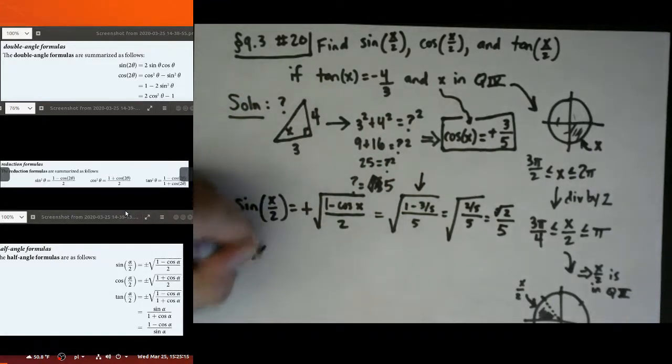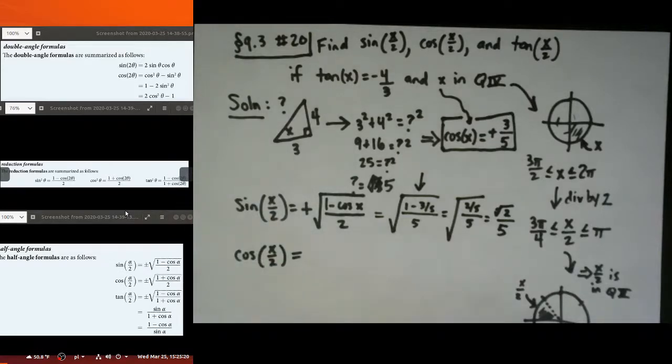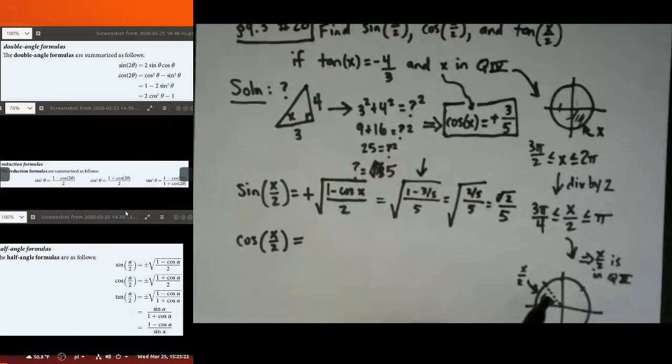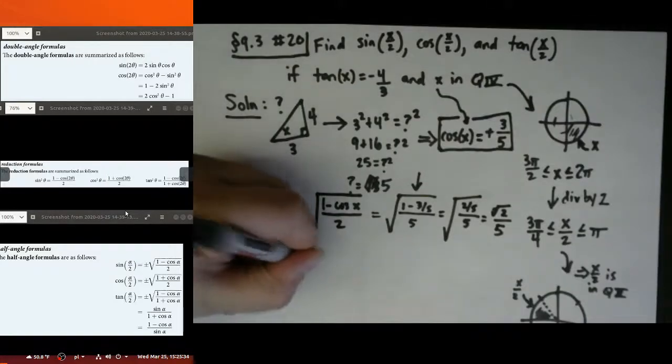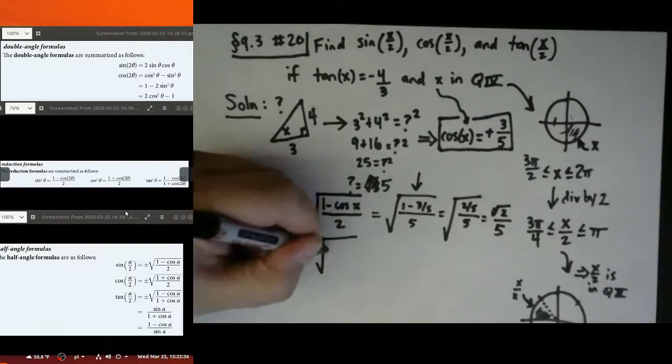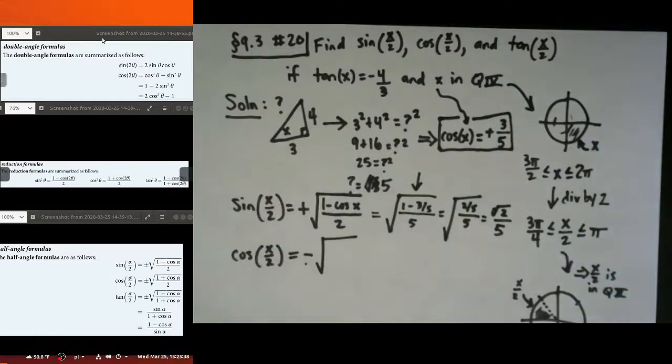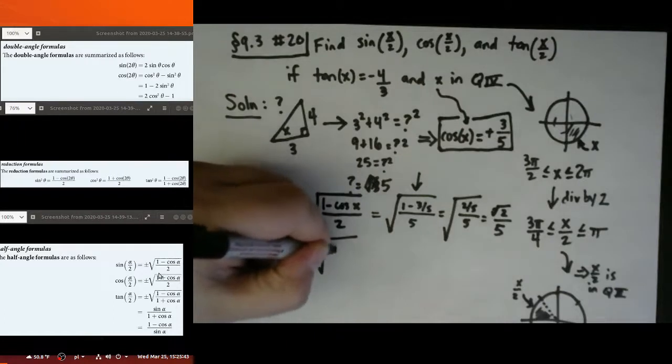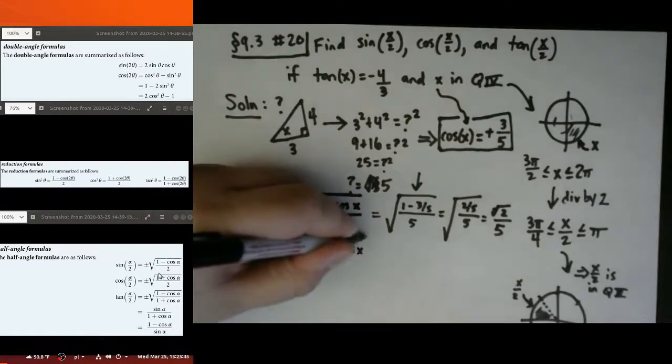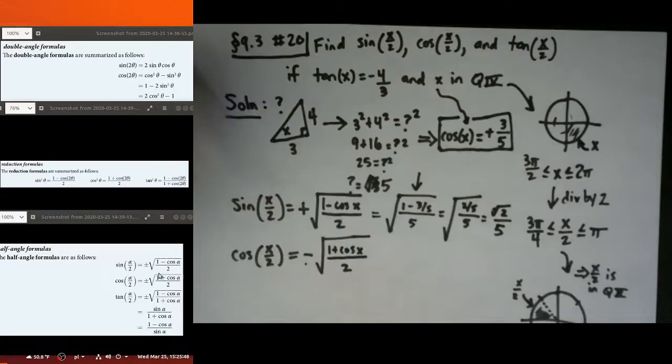Similarly, cosine of x over 2. X over 2 is in quadrant 2. So we know that the cosine here is negative, because cosines are first coordinates, they're x values. And to the left of the vertical axis, x values are negative. So we actually get a minus square root. And then according to the half angle formula, I take 1 plus cosine x in there. So I get 1 plus cosine x all over 2.